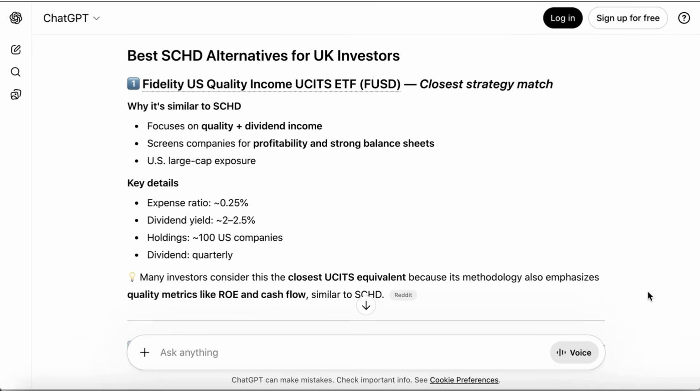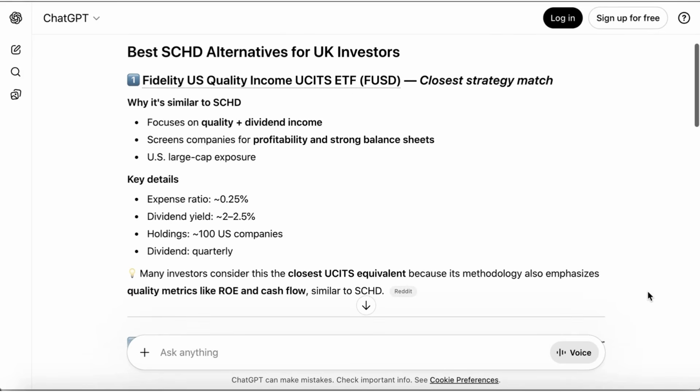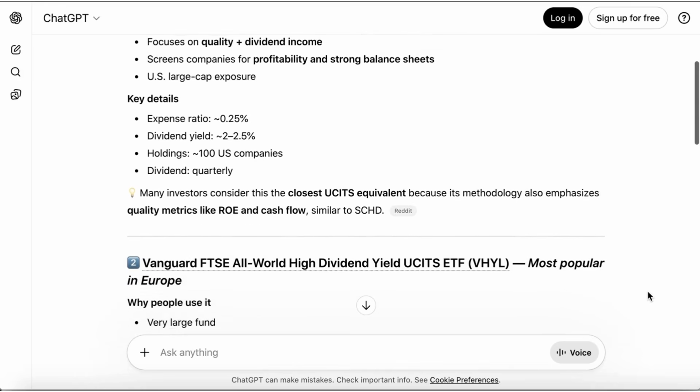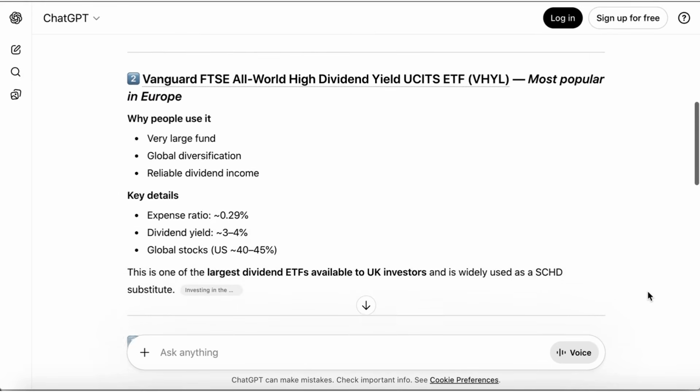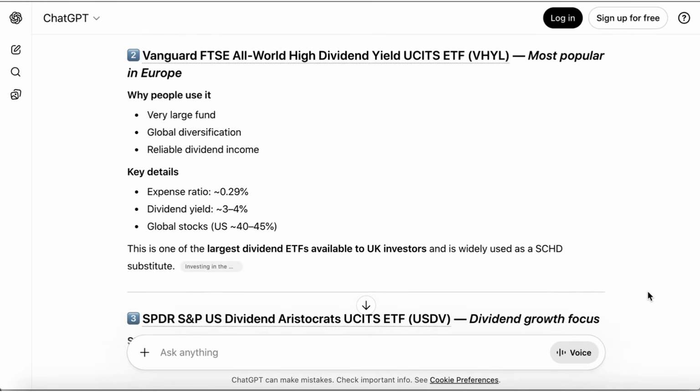First and most importantly was FUSD, described as the closest strategy match to SCHD because it focuses on high-quality US companies, strong balance sheets, and consistent dividend income. It also holds around 100 US stocks, which is very similar to SCHD itself. Next is VHYL. This is one of the most popular dividend ETFs in Europe, but there's a catch. It's a global fund, not US focused. So while it offers strong income, it doesn't really match SCHD's structure.